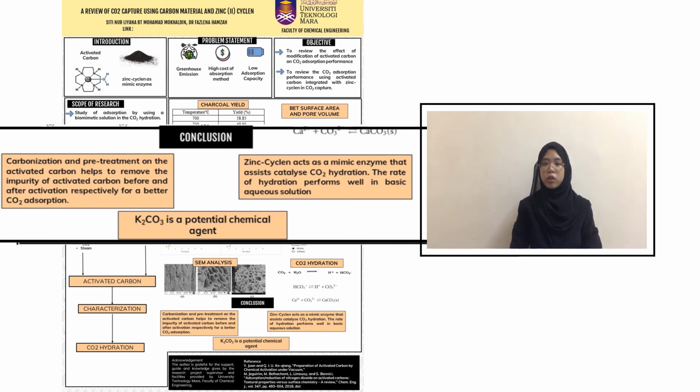Finally, I would like to conclude my presentation. First, carbonization and pretreatment of the activated carbon helps to remove the impurity of activated carbon before and after activation respectively for a better carbon dioxide adsorption. Secondly, potassium carbonate is a potential chemical agent. Lastly, zinc cyclen acts as a mimic enzyme that assists catalysis of carbon dioxide hydration. The rate of hydration performs well in basic aqueous solution.